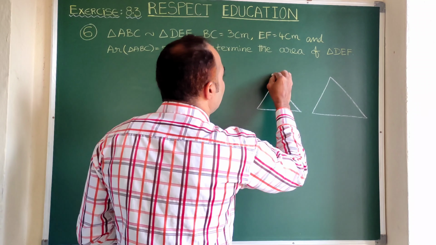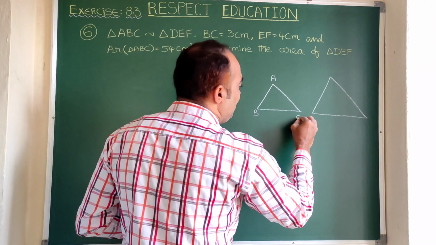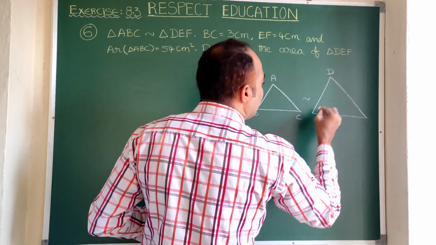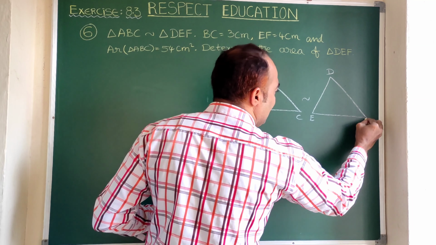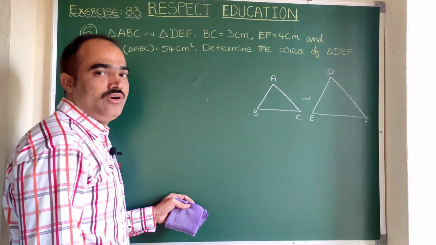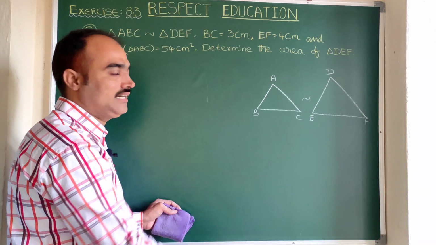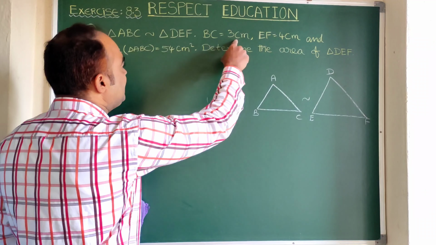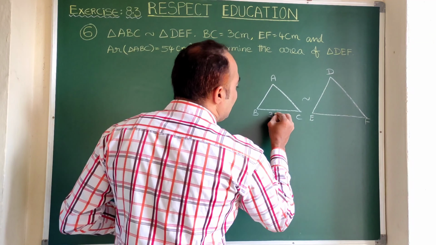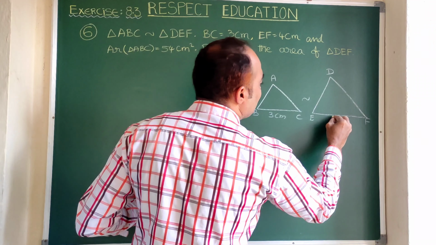Right. So label it as ABC, that is similar to triangle DEF. Right. It's not compulsory to draw the figure, but if we draw the figure it will be easy to understand. So here BC is 3 centimeter and here EF is 4 centimeter.